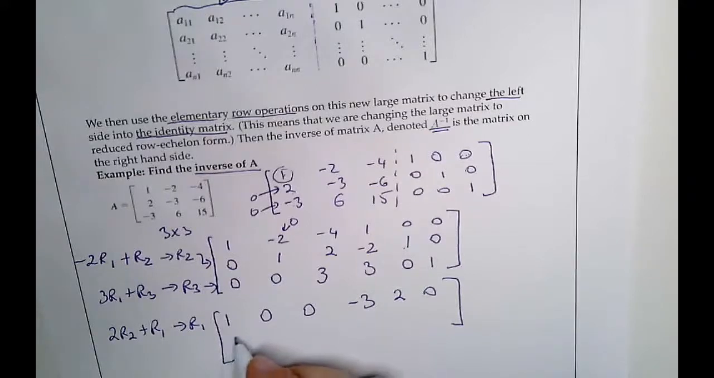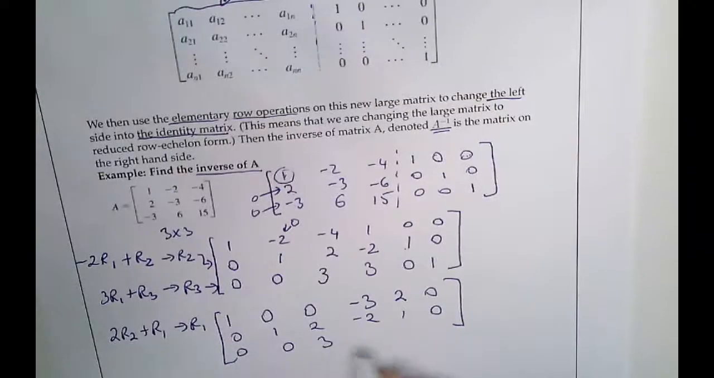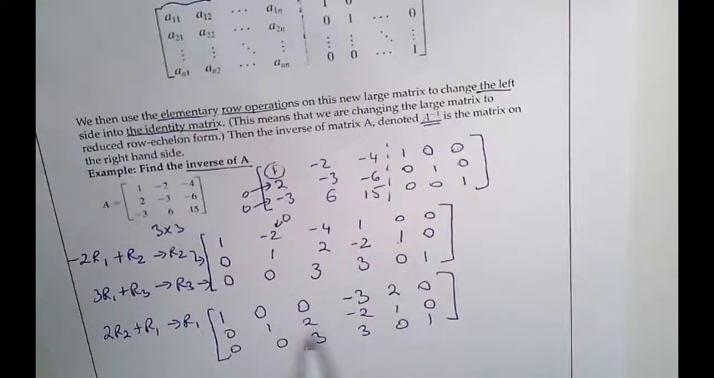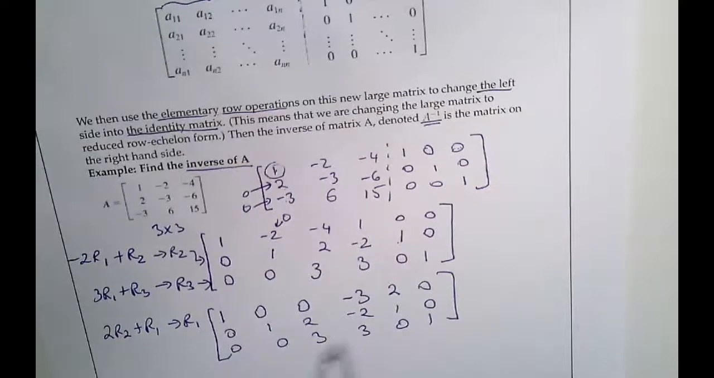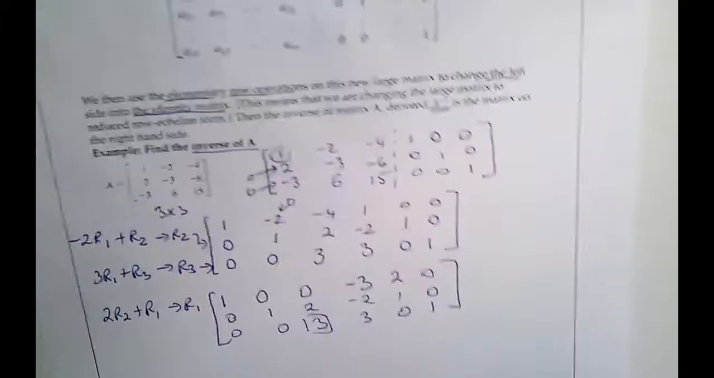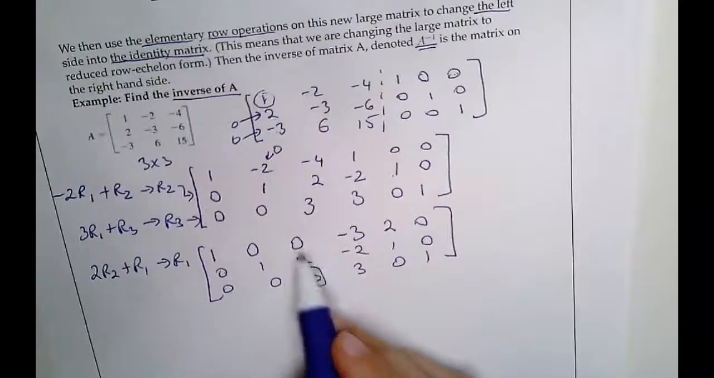And let's copy down the rest. So row 2 stays unchanged, and row 3 as well stays unchanged. So leading entry, zeros below it. Leading entry in row 2, zeros below and above. And now I'm moving on to row 3. First, I need to make the leading entry a 1, and then I need to make everything above it 0.